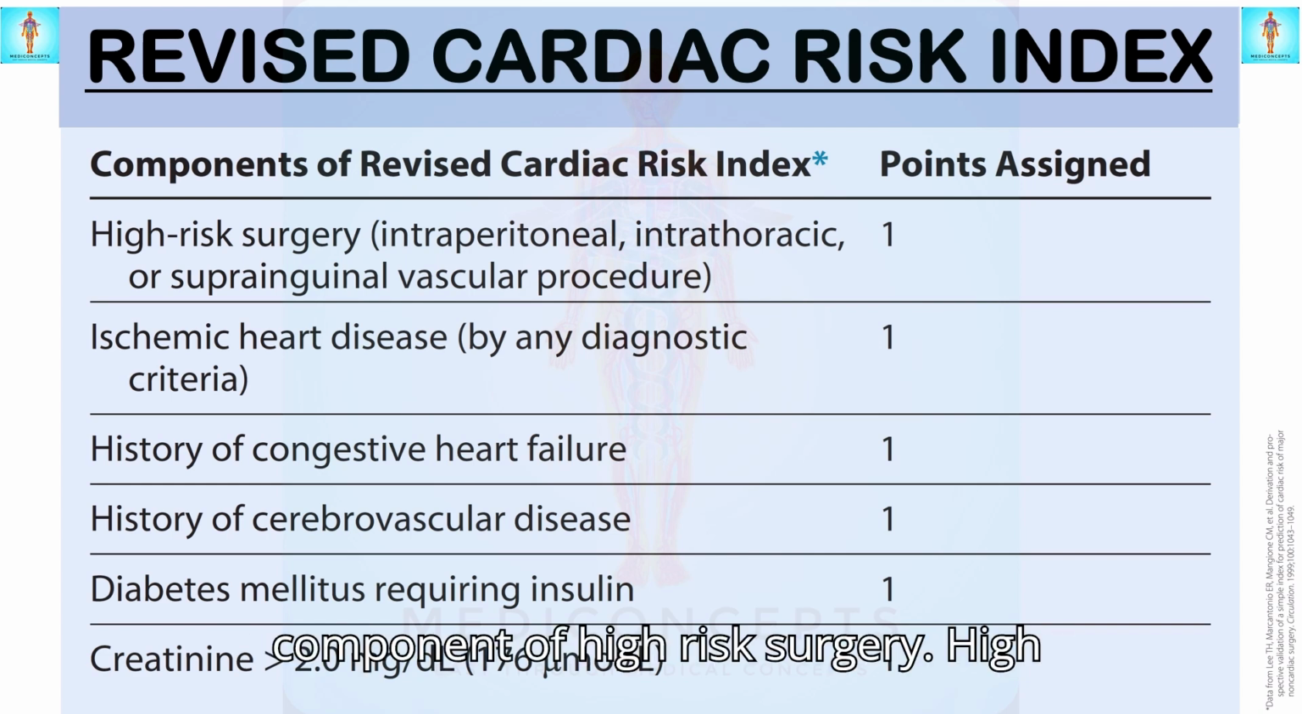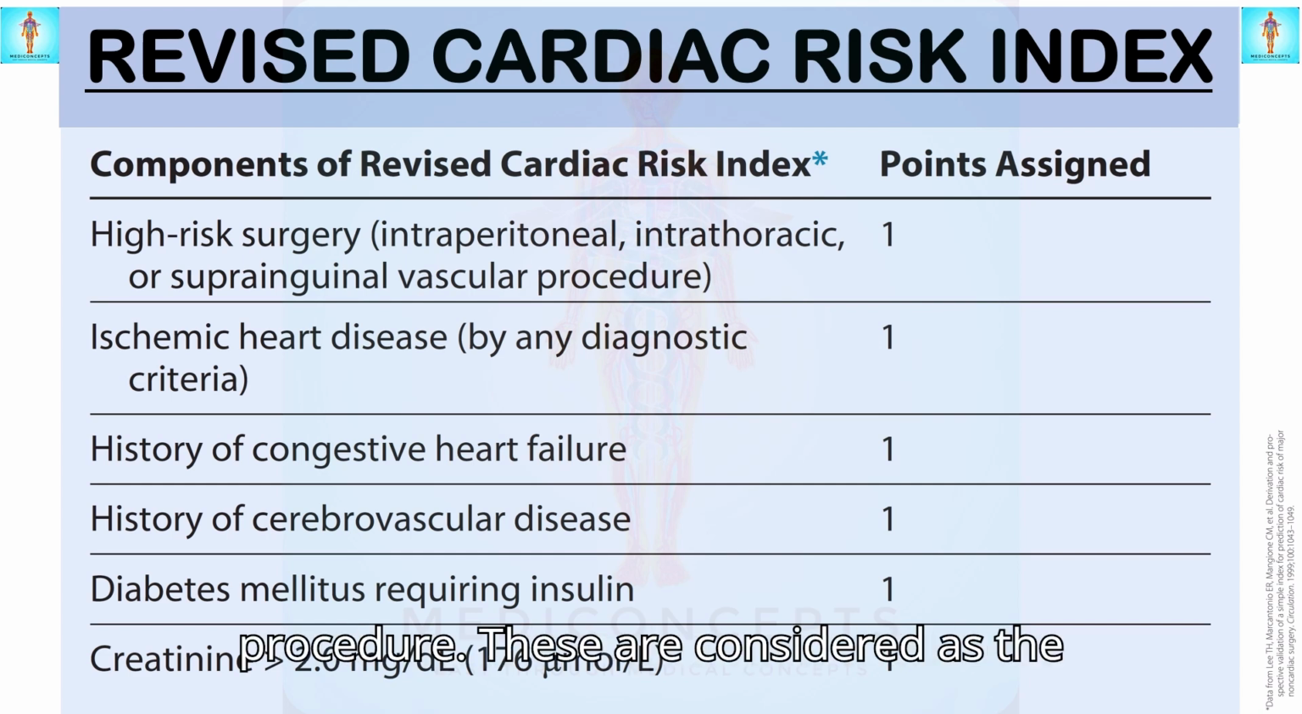The first component is high risk surgery. High risk surgery includes intraperitoneal, intrathoracic and suprainguinal vascular procedures. These are considered as the high risk surgeries, which are assigned 1 point.